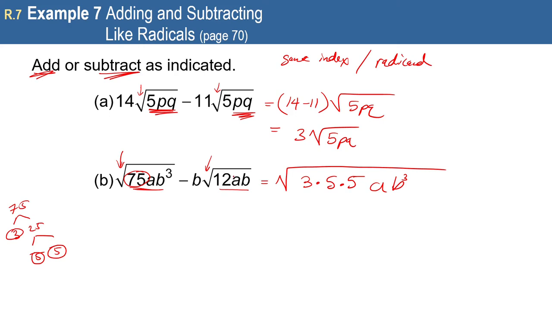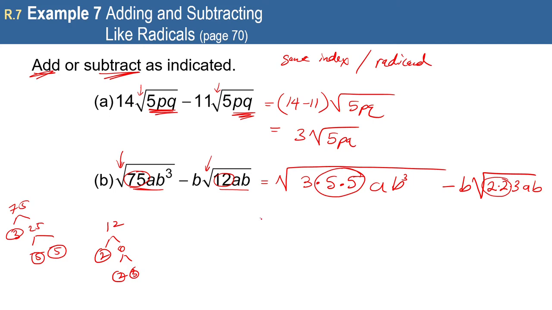We can simplify the second one as well. 12 can be broken down as 2 times 6, and 6 is 2 times 3. This can simplify now to negative b times the square root of 2 times 2 times 3 times ab. Now we're looking for groups of 2. I have a group of 2 here, and I have a group of 2 here. The square root of 5 times 5 is 5. We have a 3 left over.